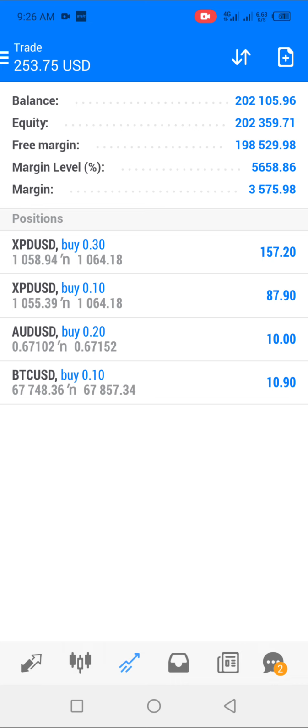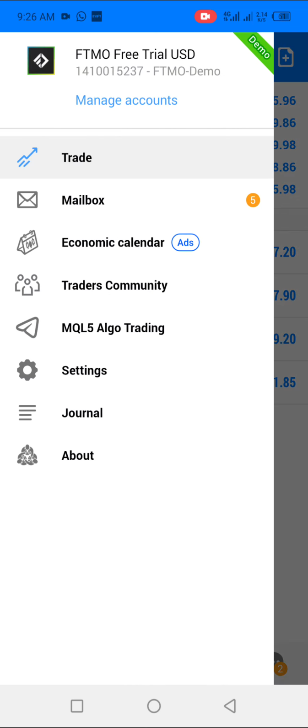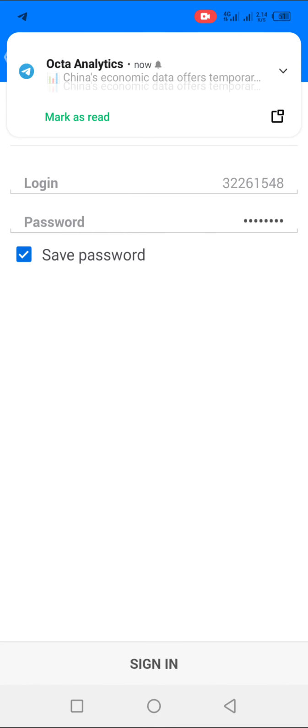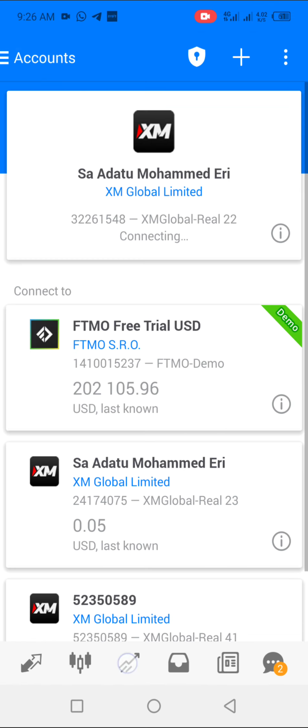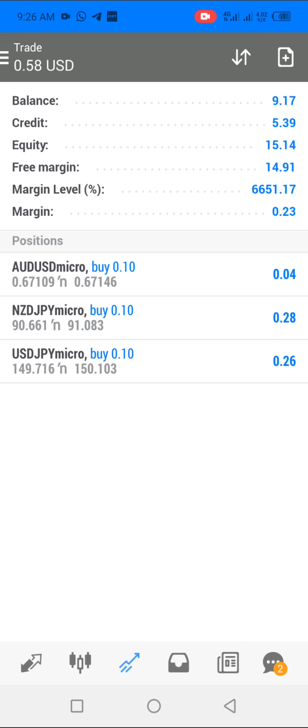And the other one is, so what we have here, we have Bitcoin, we have AUDUSD, and we have two positions in Palladium. So they are all playing in our favor by God's grace. We thank God for everything. Let's quickly check our live account. The live account is also doing well. The live account is also moving gradually.